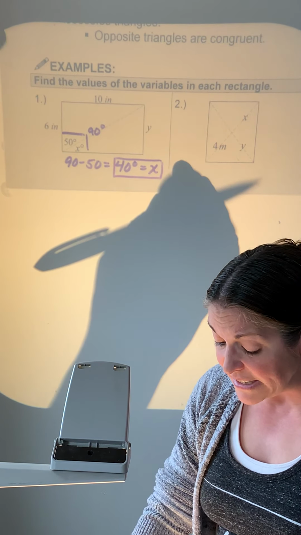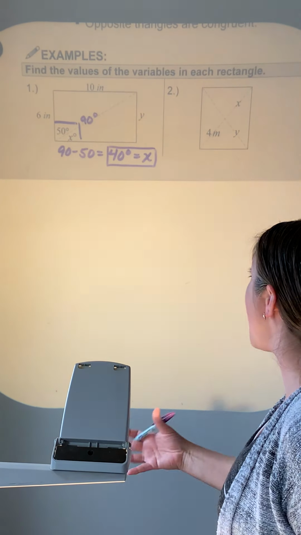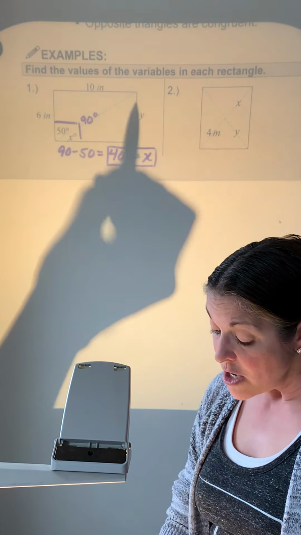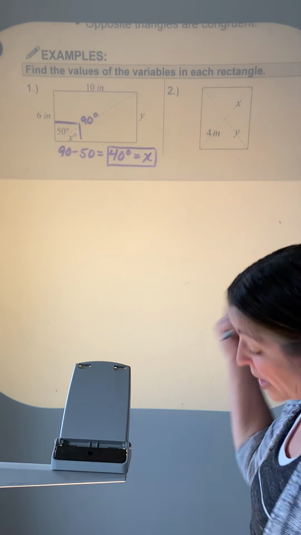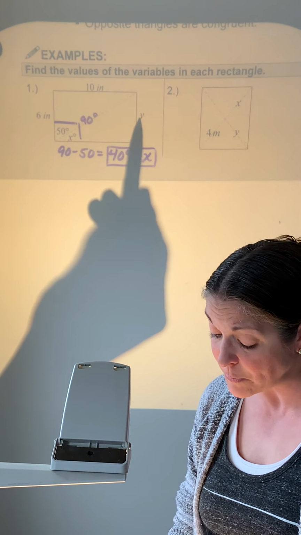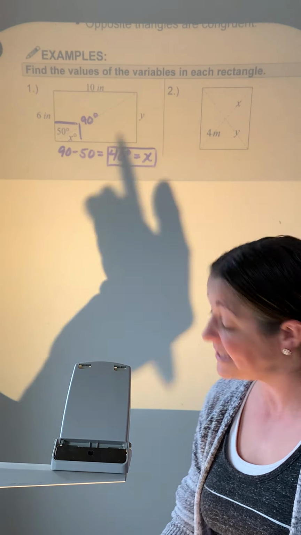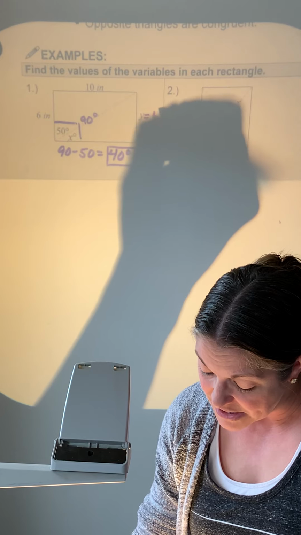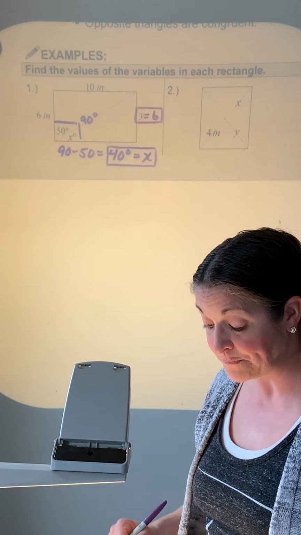And then just so we didn't forget about the idea of a parallelogram, we know that opposite sides are congruent. So y is just asking you for the length of that side. Well, just like the regular parallelogram, go ahead and look to the opposite side. The opposite side is 6, so that tells me that y is 6. 6 inches will be the length of that side.